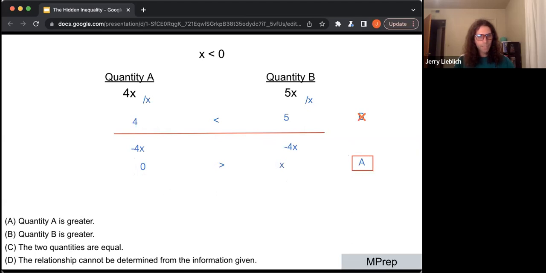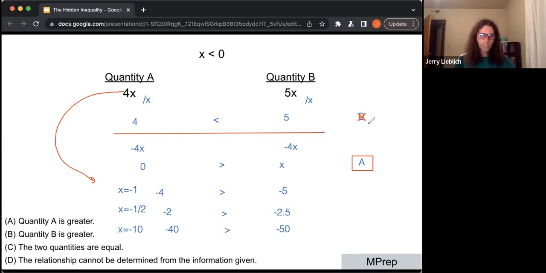And if I went back up here and plugged in numbers, I could see that, right? If I said, all right, x equals -1, I would get -4 and -5. If I try a fraction, I'd get -2 and -2.5, still getting A. No matter what I tried, if I tried an extreme, -40, -50, I still get A. So A is my actual right answer.